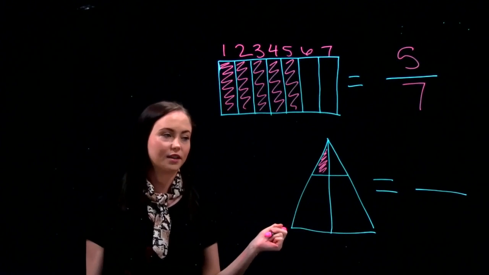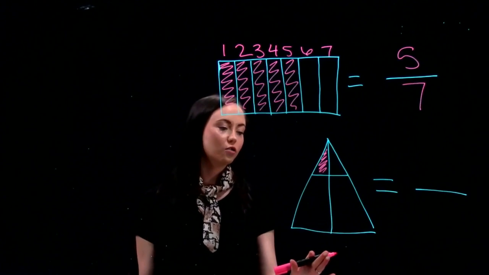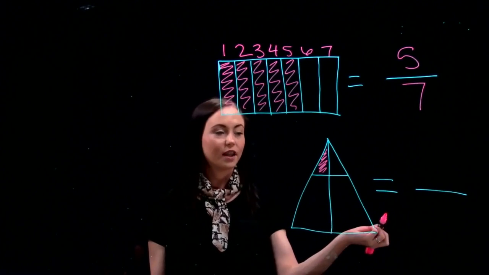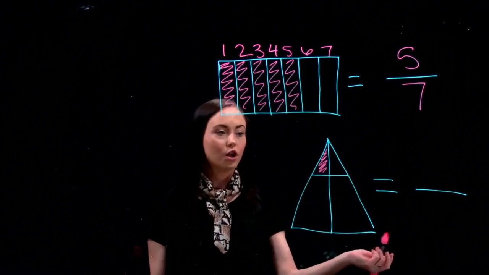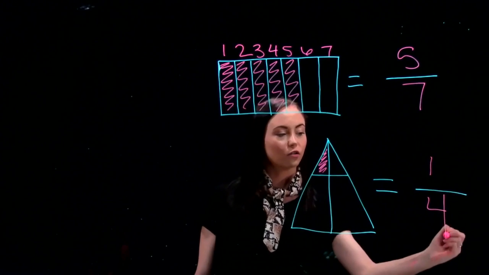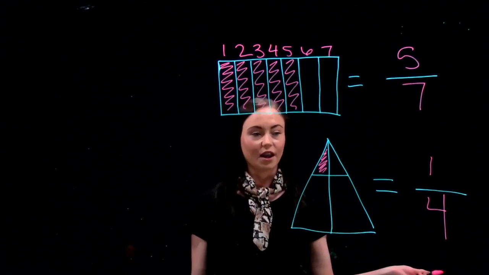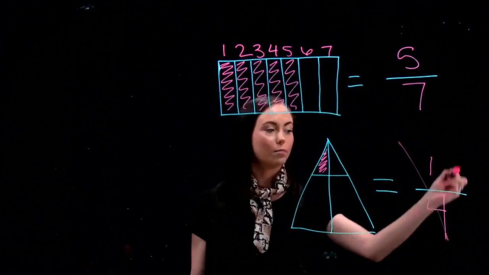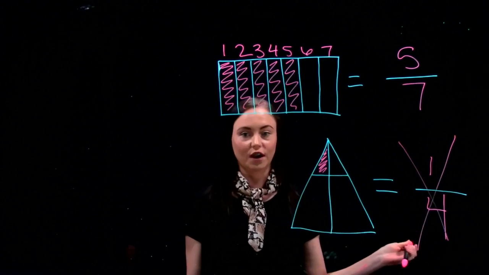Let's take a look at our next example. In this triangle, we have it separated into 4 pieces. But as we can see, these 4 pieces are not equal. So we cannot say that 1/4 of the triangle is shaded because it is not an equal piece. So therefore, we would not be able to find a fraction.